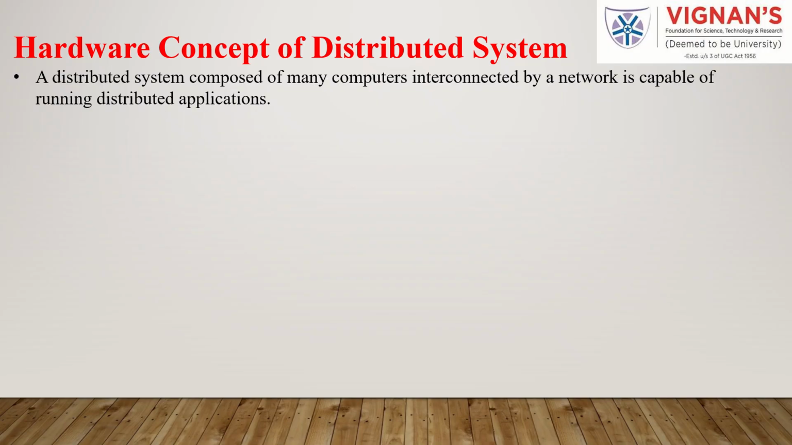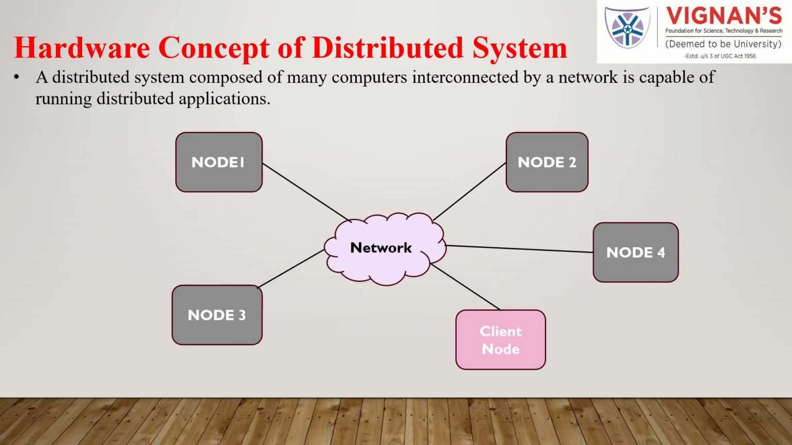This diagram represents the hardware structure of a distributed system. Multiple independent nodes, node 1 to node 4, are connected through a common network. Each node has its own processing capability and communicates by sending data over the network. The client node accesses services by interacting with these distributed nodes as a single system.